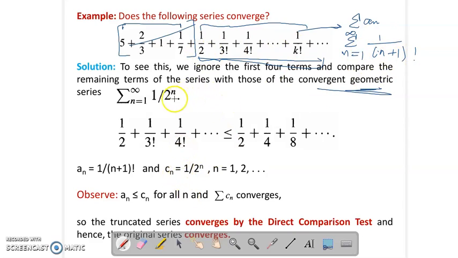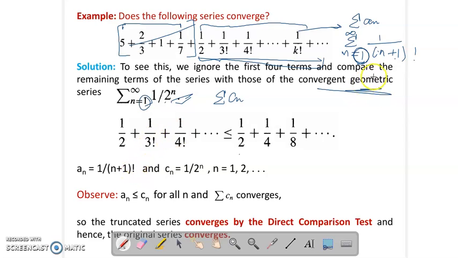And compare this with this geometric series, which is summation cn, where cn is 1 by 2 to the power n, where n varies from 1 to infinity. Keep the indices same. Now you see 1 by 2 is equal to 1 by 2, that is, the first term of this series is equal to the first term of this series.